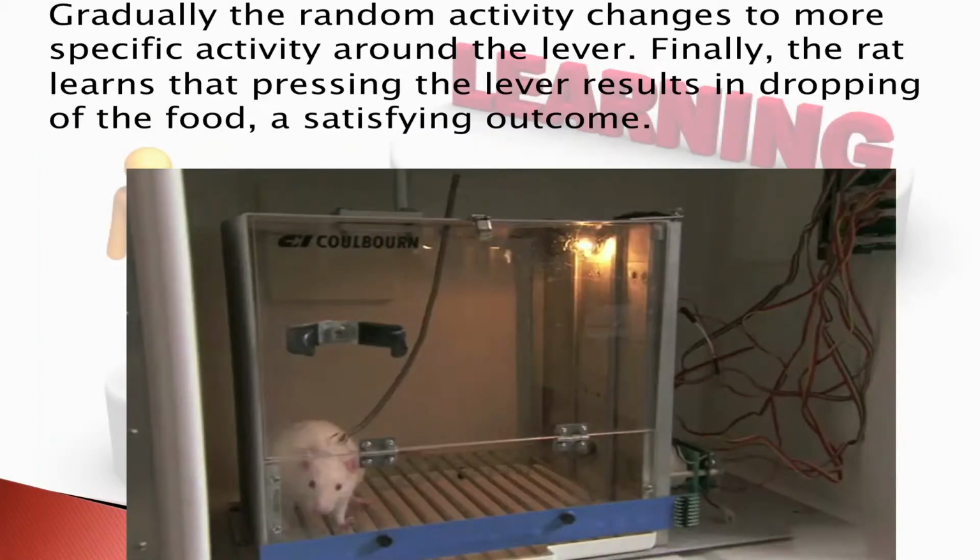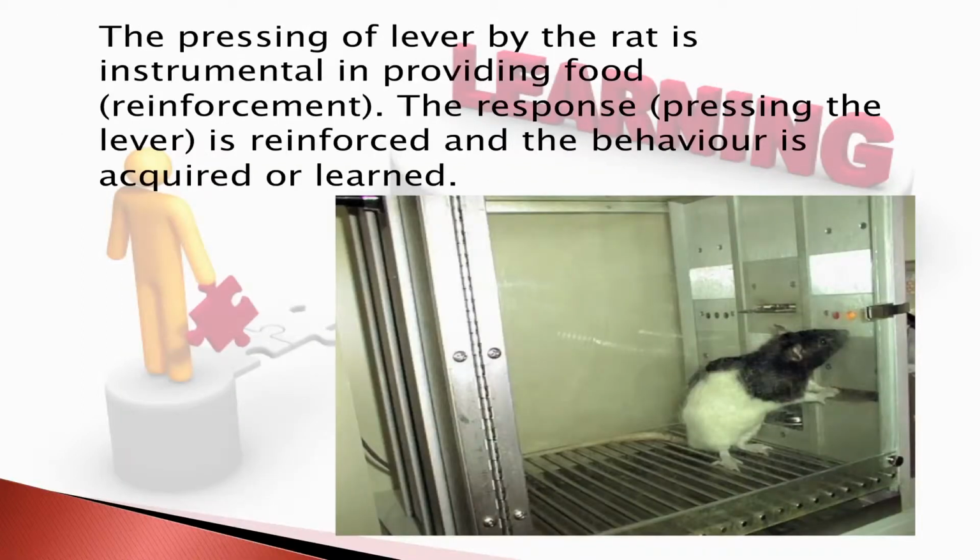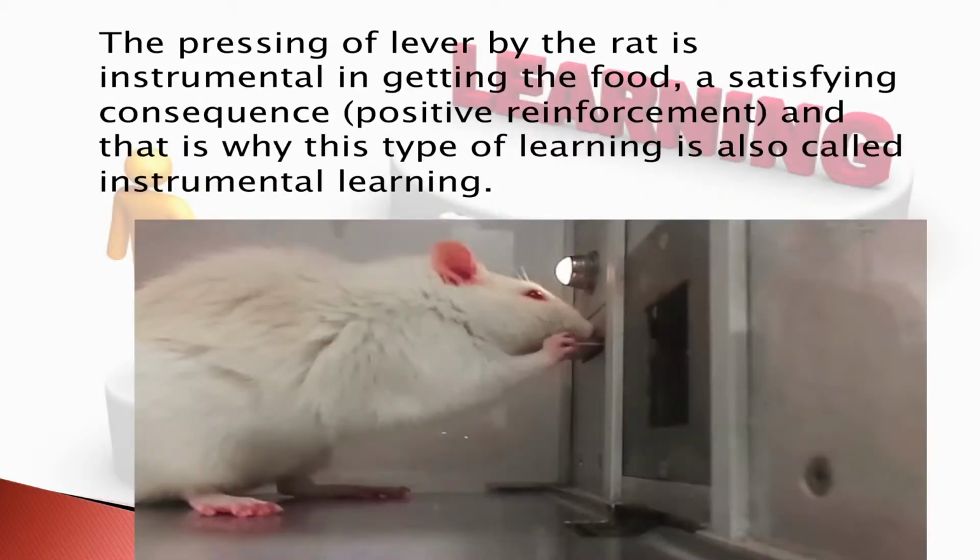Gradually, the random activity changes to more specific activity around the lever. Finally, the rat learns that pressing the lever results in the dropping of food, a satisfying outcome. In other words, the pressing of the lever by the rat is instrumental in providing food, reinforcement. The response, pressing the lever, is reinforced. The behavior is acquired or learned. The pressing of the lever by the rat is instrumental in getting the food, a satisfying consequence, positive reinforcement, and that is why this type of learning is also called instrumental learning.